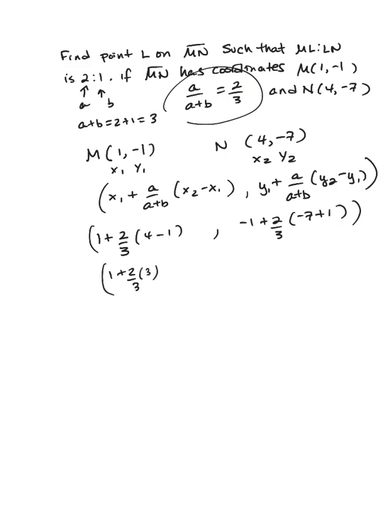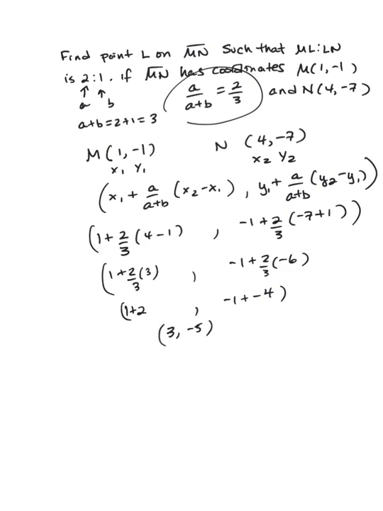Now you could do this mentally, do it in a calculator, whatever you want. Over here I have -1 plus 2/3 times -6. Okay, so that's going to be -1 plus -4. And that's (3, -5).